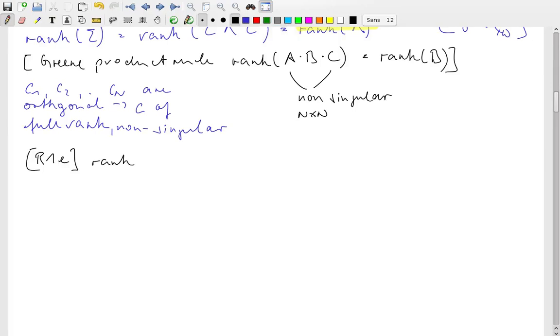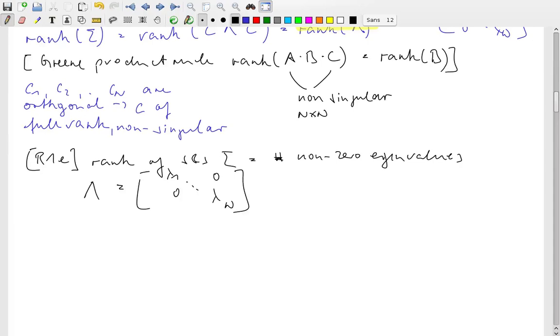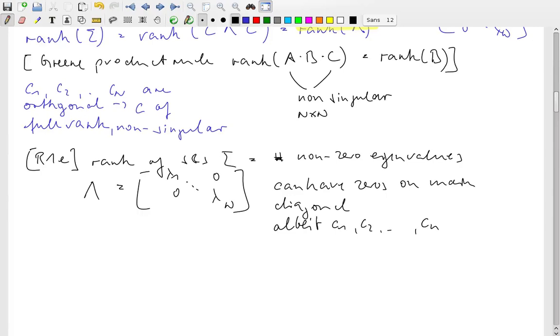That the rank of a symmetric and square matrix, call it sigma, is equal to the number of non-zero eigenvalues of that matrix, right? So again, lambda is the matrix that collects all these eigenvalues of sigma, and we need to see how many of these eigenvalues are actually non-zero. So it can be the case that lambda can have zeros on the main diagonal, in which case lambda would not be of full rank, but it should be noted that the eigenvectors C1, C2, and Cn, these orthogonal vectors, are all distinct.